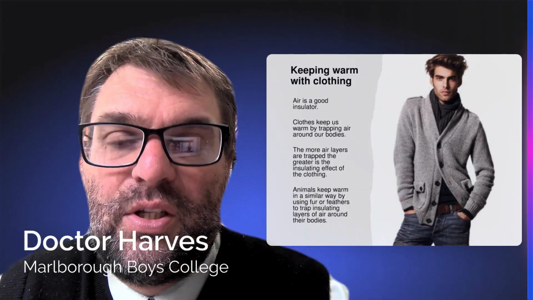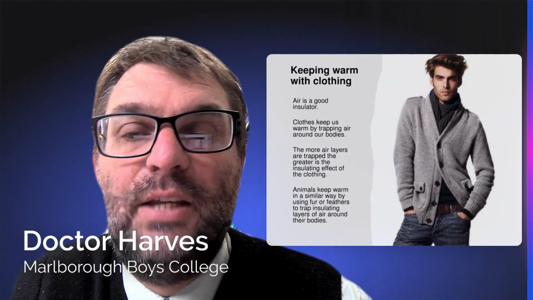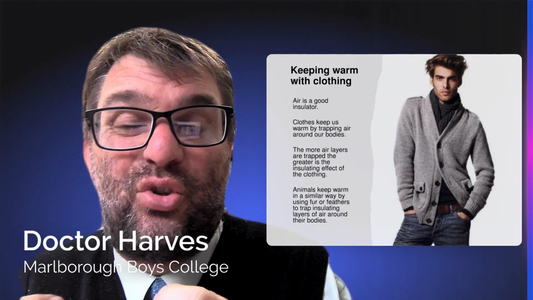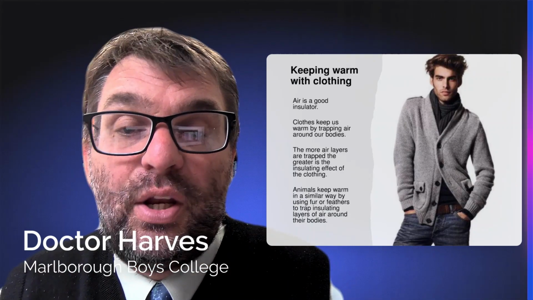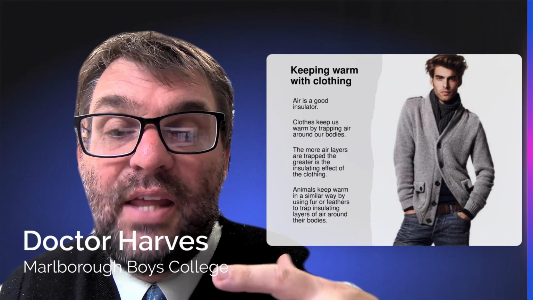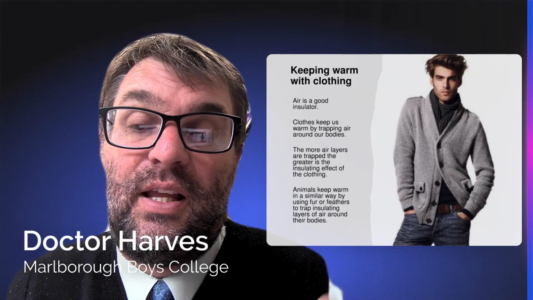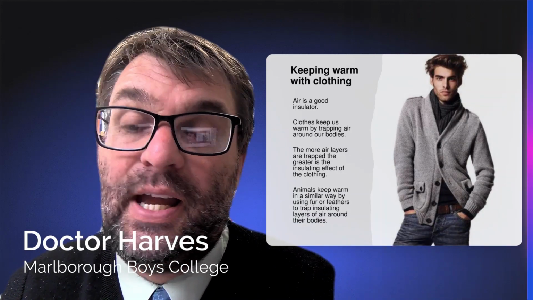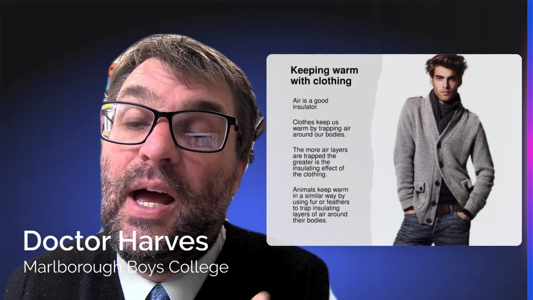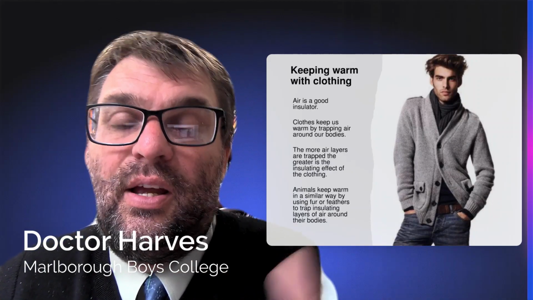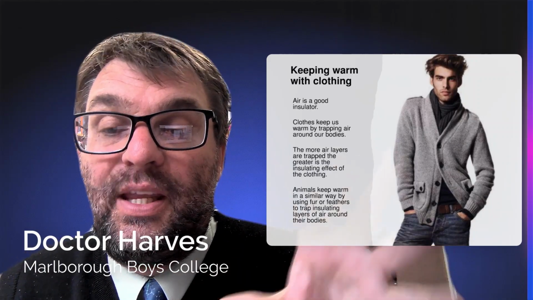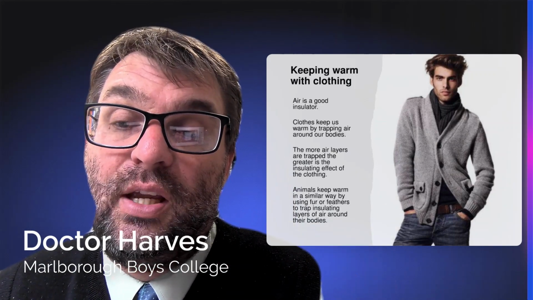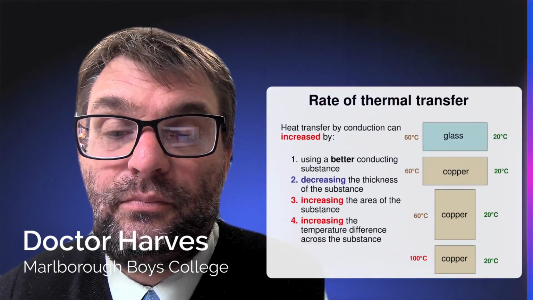One of the reasons, being winter, that we wear jumpers like this is because air is a very good insulator. It doesn't conduct very well. What clothes do is trap pockets of air around our bodies, and the more layers of air that are trapped, the greater the insulating effect, the harder it is for the heat in our bodies to conduct out into the surroundings. Animals do the same thing with fur and feathers. In a dog, for example, the fur traps the air around their body, so less heat energy is lost to the surroundings.